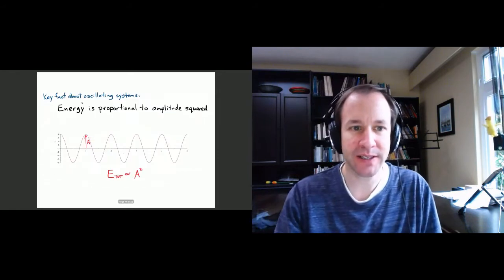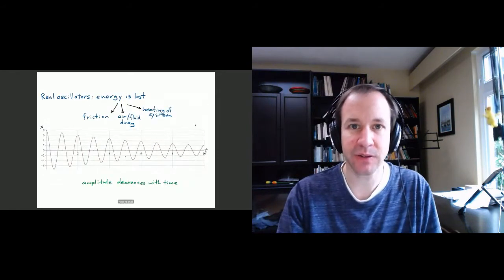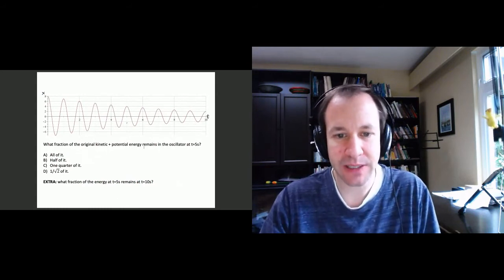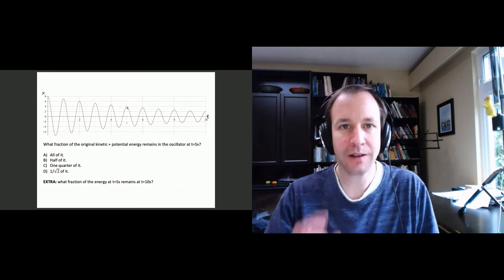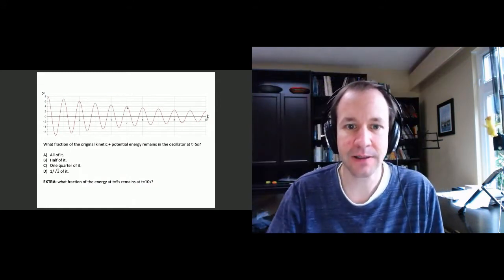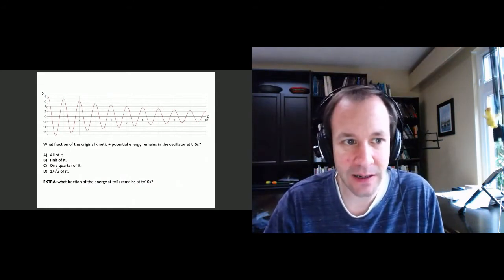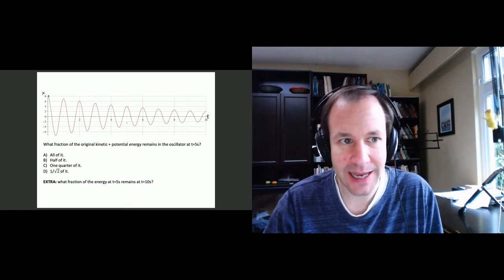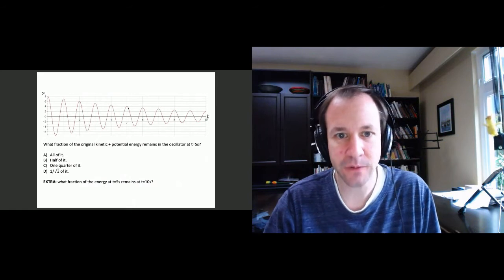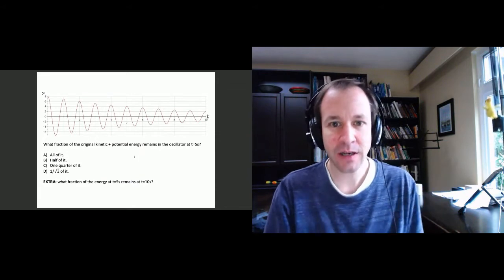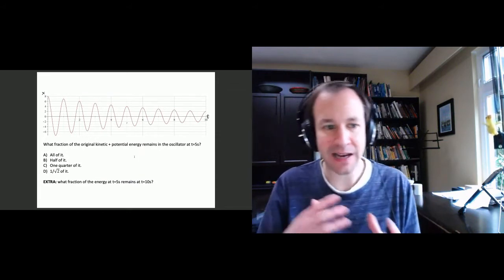Okay, so we said that energy is proportional to amplitude squared. And so if I want to know what fraction of the original kinetic plus potential energy remains in the oscillator at t equals 5 seconds, all I have to do is look at how much the amplitude of the oscillation has decreased. And what I find is that it's gone down to 1/2 of its original amplitude. It started at x equals 8, amplitude 8. It's down to amplitude 4. And so that means that in terms of energy, we're going to have a quarter of the energy that we had originally.